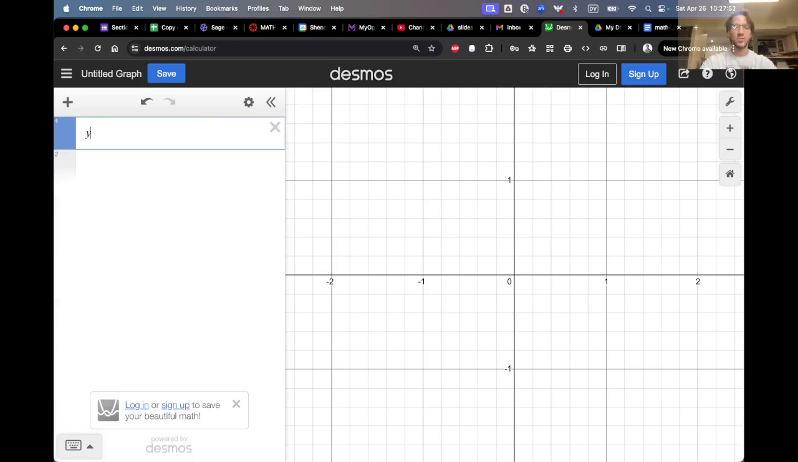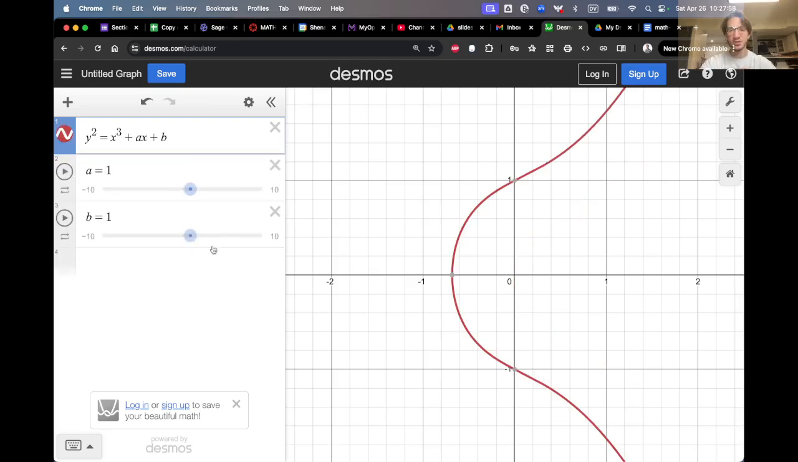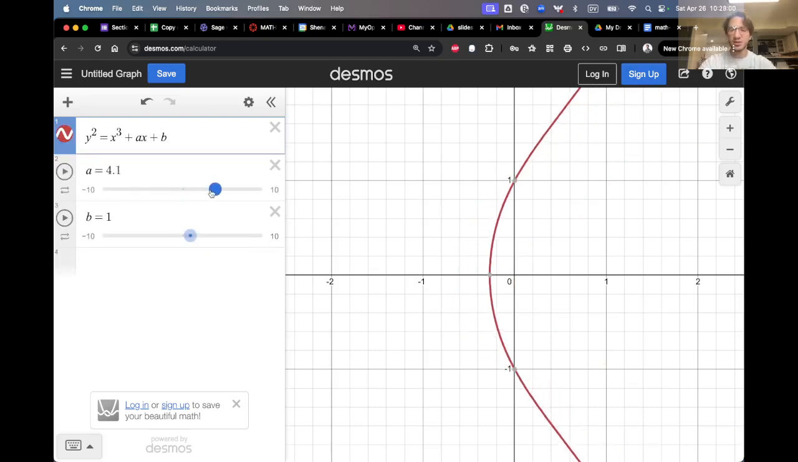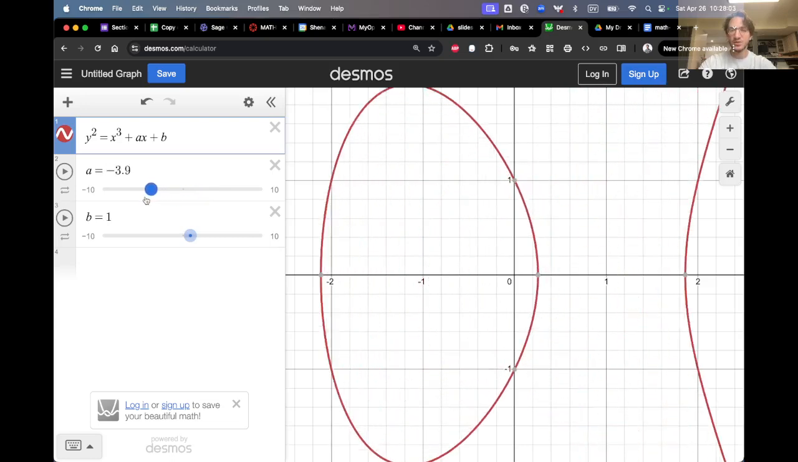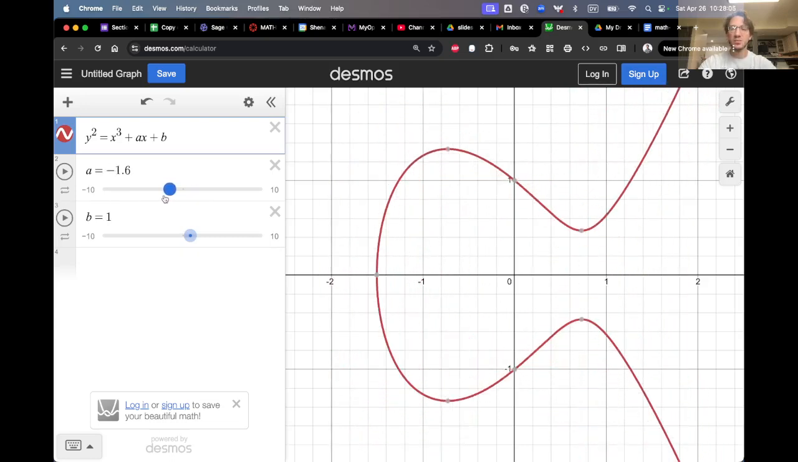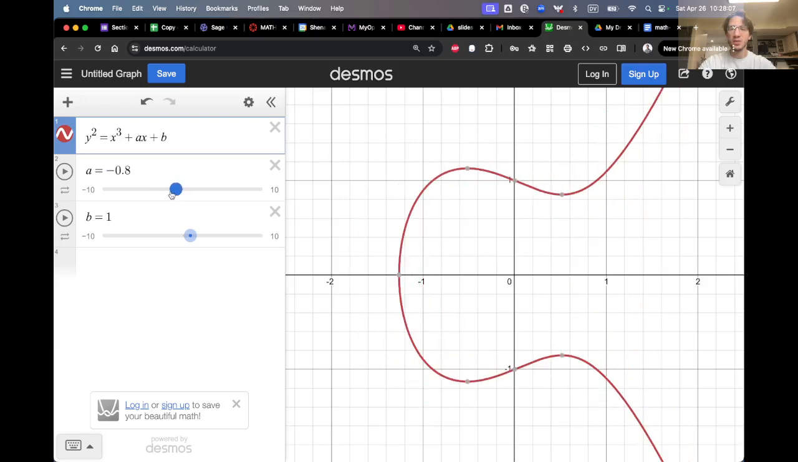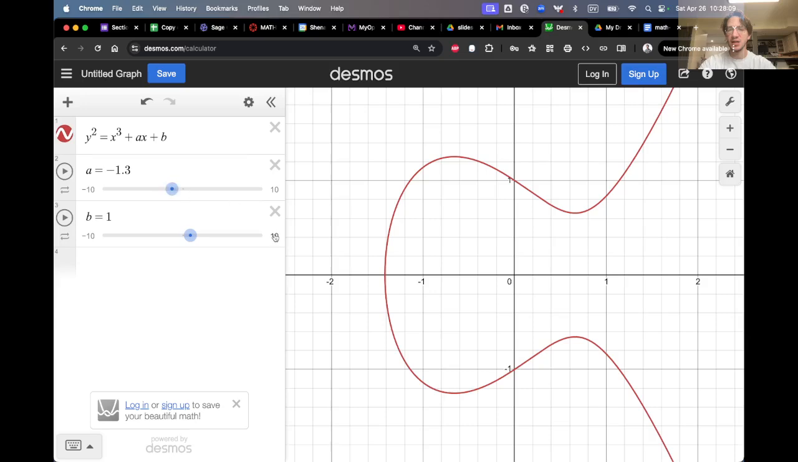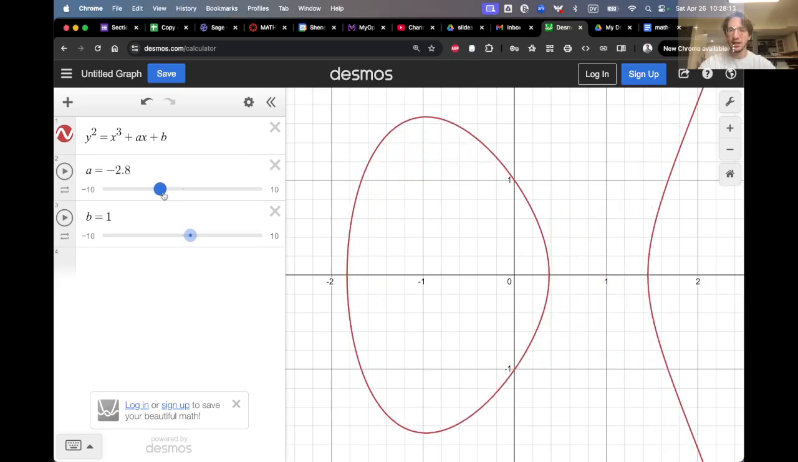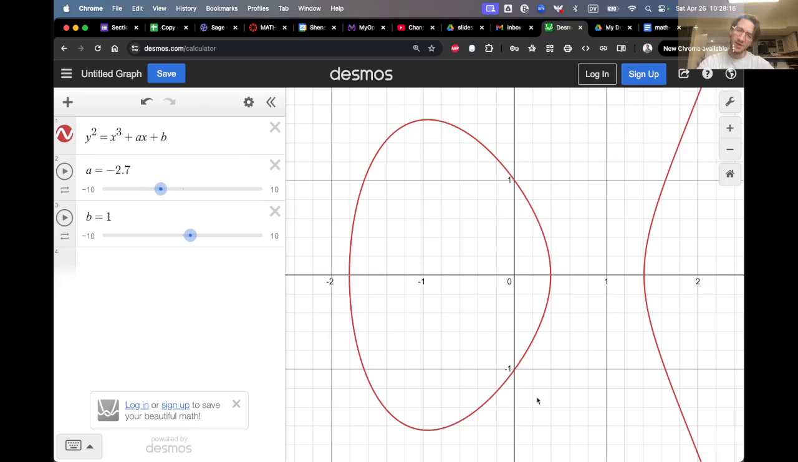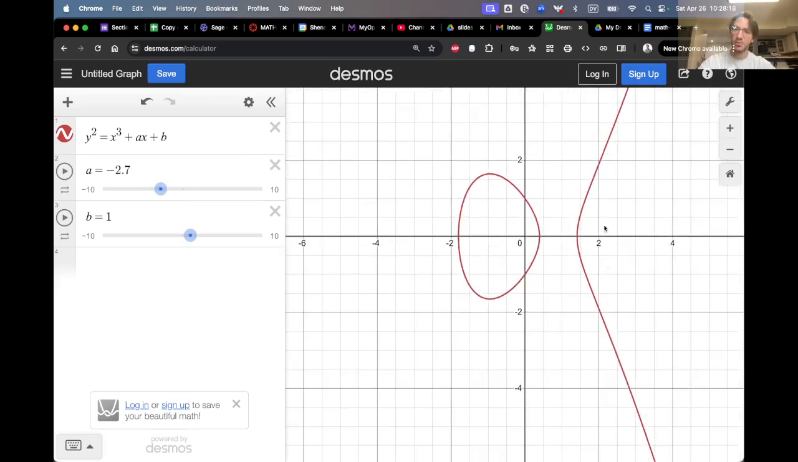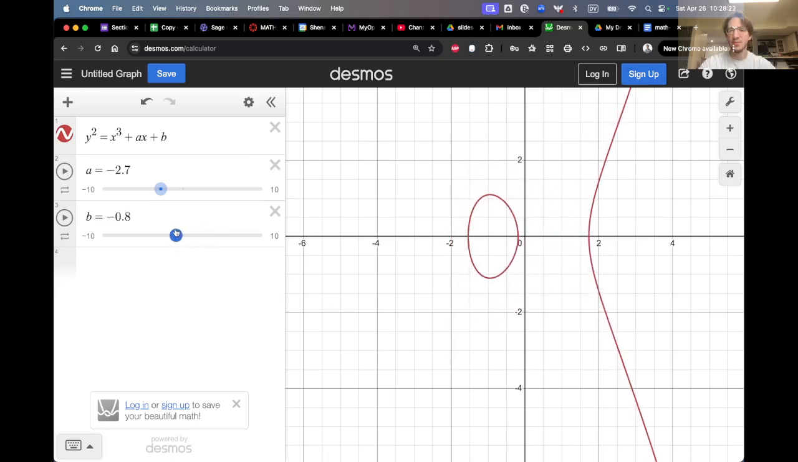Okay, so I'm going to look at y squared equals x cubed plus ax plus b. I'm going to add those sliders. As I move these sliders around, we get different elliptic curves. The two main shapes of an elliptic curve are things like this, one connected piece, and this egg shape and then a hyperbolic looking piece. These are the two main shapes that we get.